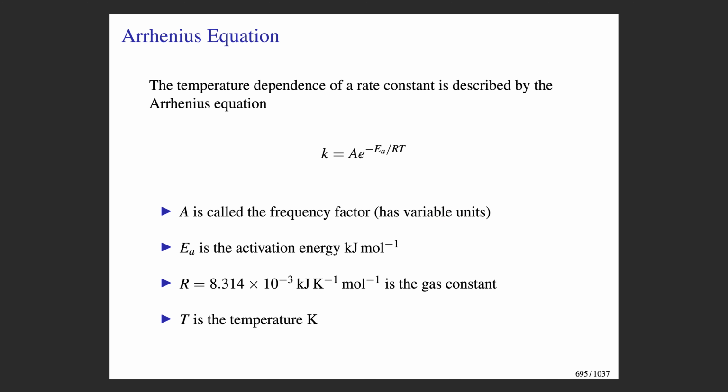The next factor, the exponential itself, with its argument, is called the Arrhenius factor. So e to the minus the activation energy divided by RT. EA is the activation energy. It's usually expressed in kilojoules per mole. When you do that, you need to express the gas constant in kilojoules per mole per Kelvin. And T is the temperature in Kelvin.